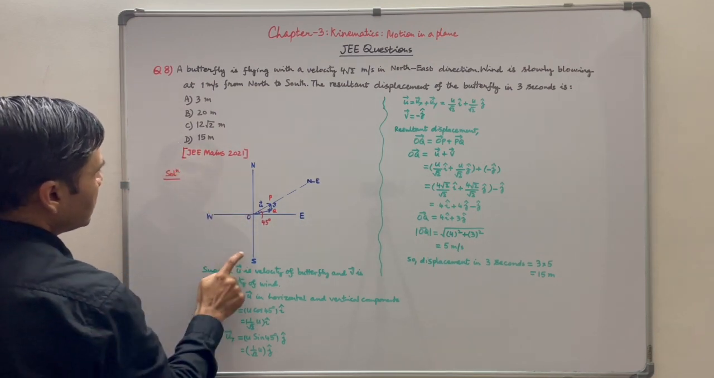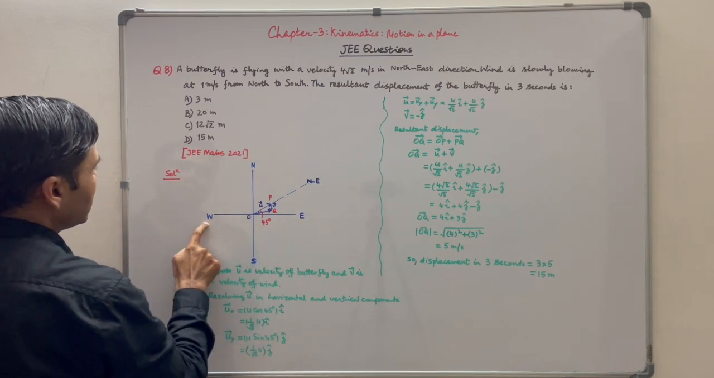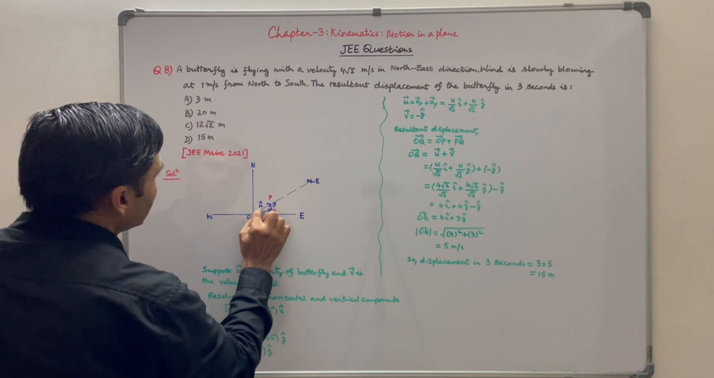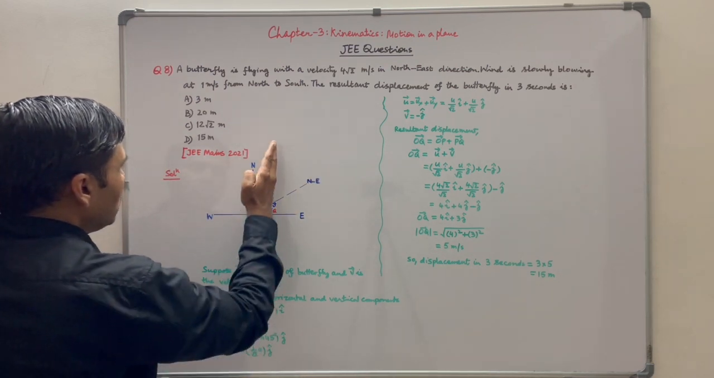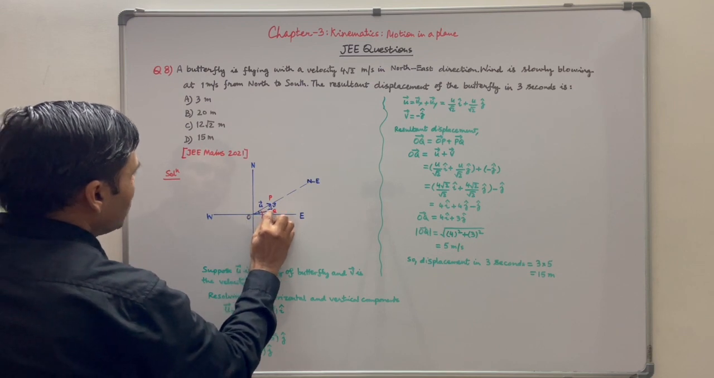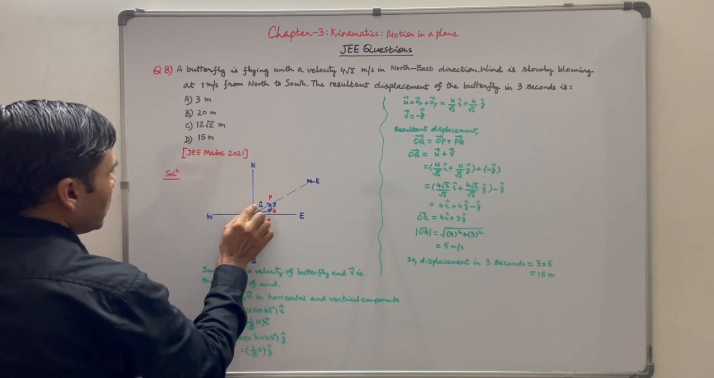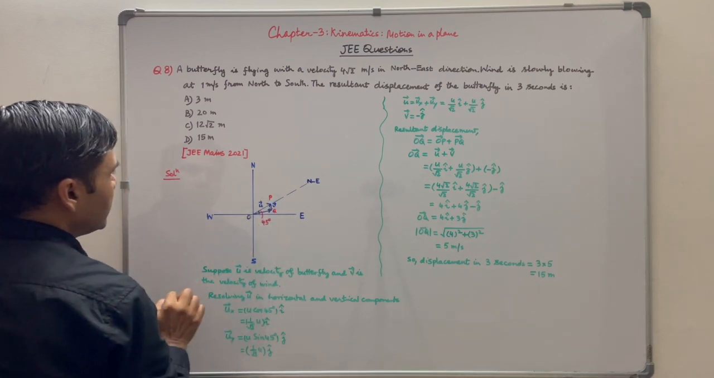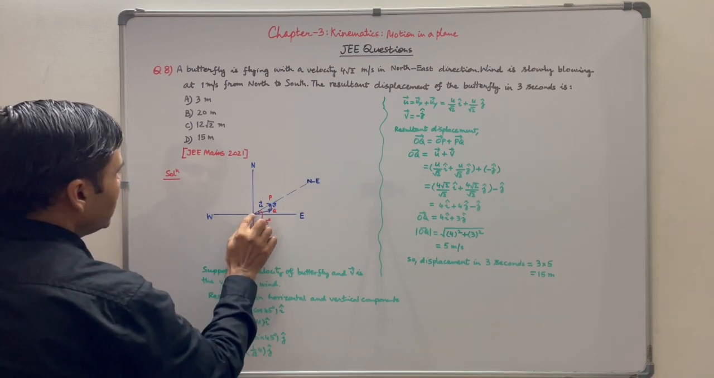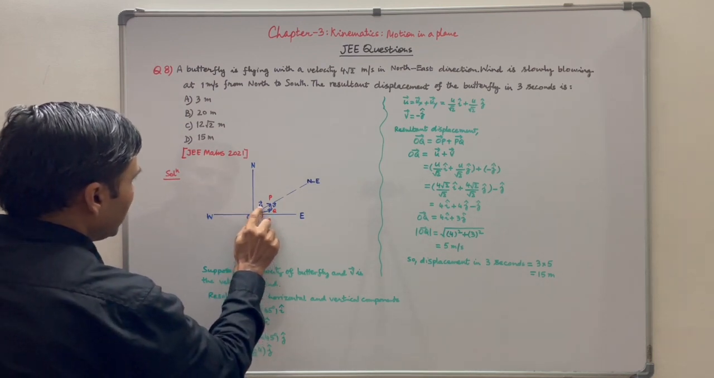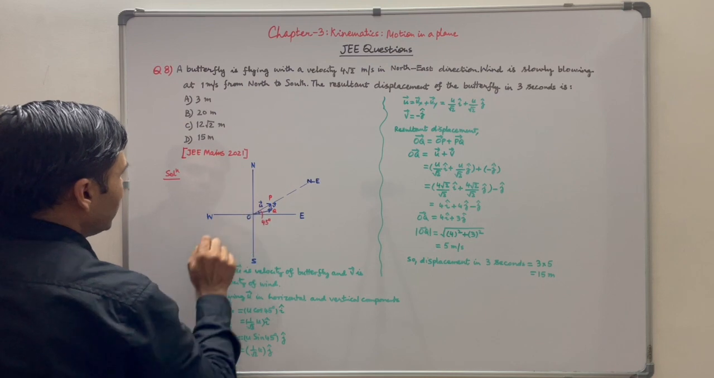This is north, this is south, this is east, and this is west. Butterfly is flying in northeast direction along the line OP. Wind is blowing along the line PQ. We have to find out OQ. First, we need to resolve U in its horizontal as well as vertical components, that is Ux and Uy. Ux is equal to U cos 45 and Uy is equal to U sin 45.